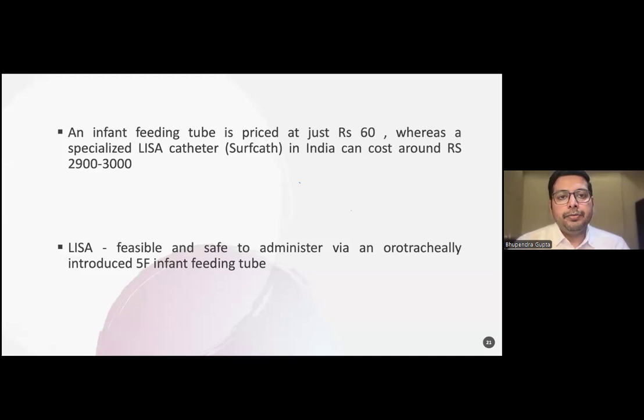The infant feeding tube is priced at 60 rupees, whereas specialized catheters like Surfcath and LISAcath cost around 2,000 to 3,000 rupees. So LISA is feasible and safe to administer via an orotracheally introduced size 5 infant feeding tube.